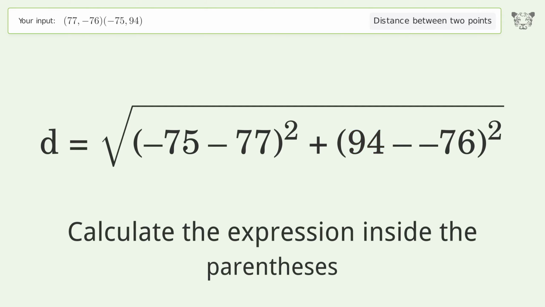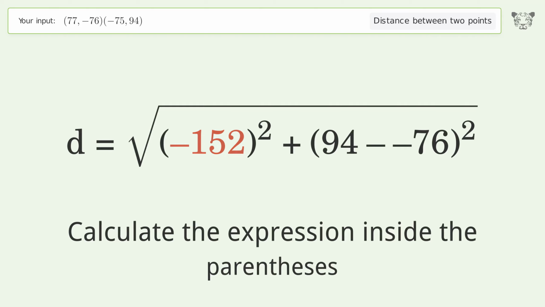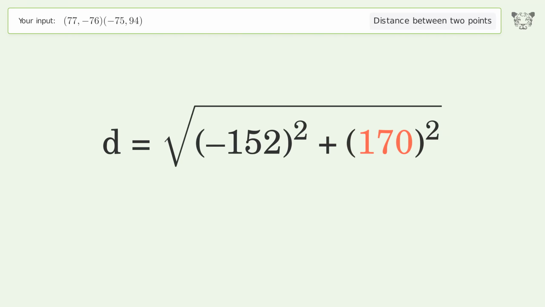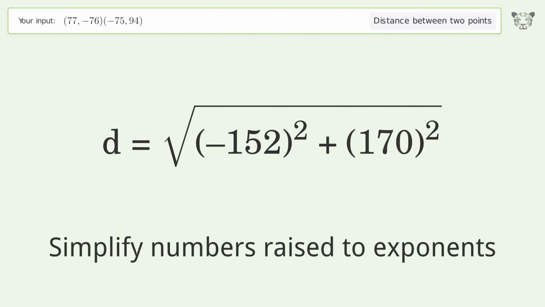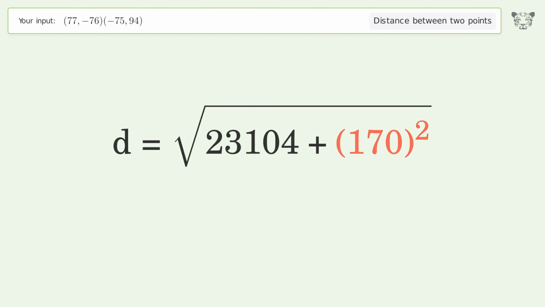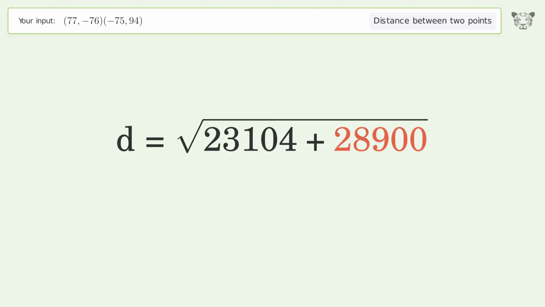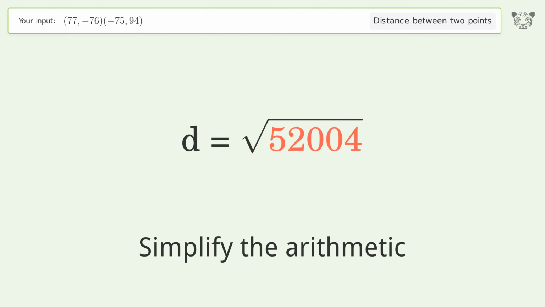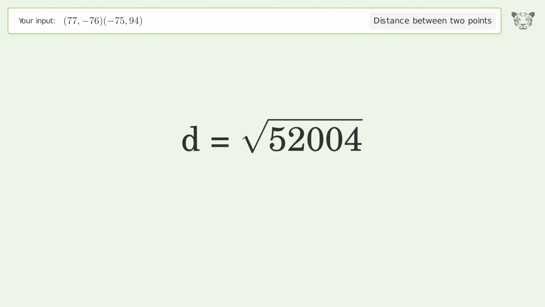Calculate the expression inside the parentheses. Simplify numbers raised to exponents. Simplify the arithmetic. And so the distance between the 2 points is the square root of 52,004 or 228.044.